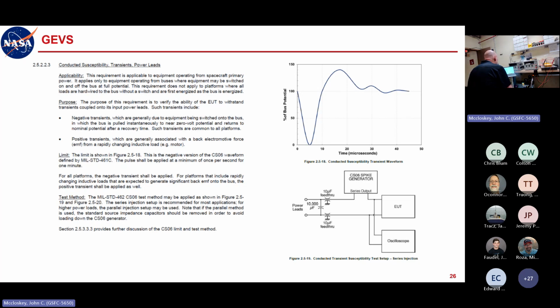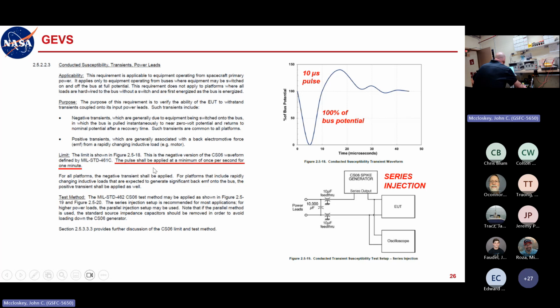Okay. So we're applying a 10 microsecond pulse just so that you can use a CS06 generator, and it's 100% of bus potential, right? So the default is that we apply the negative going pulse to take you from VBus down to 0, right? And then we apply series injection. Again, if you're running a test campaign and I'm not there, if you really prefer parallel injection, I can't stop you, but I still believe series injection is much handier and just a better method, but there we go.